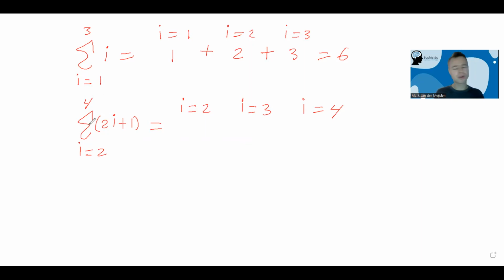Because we have a summation, not a product operator, we will get pluses here in between. Then I will look: if the i is 2, what will be the value of my expression? Well, that will be 2 times 2 plus 1, which is 5. 2 times 3 plus 1, which is 7. 2 times 4 plus 1, which is 9. And that's how you can solve the summations. So 7 plus 9 is 16, plus 5 is 21.